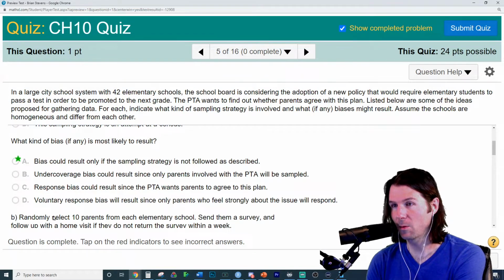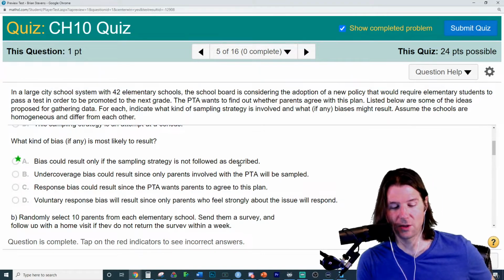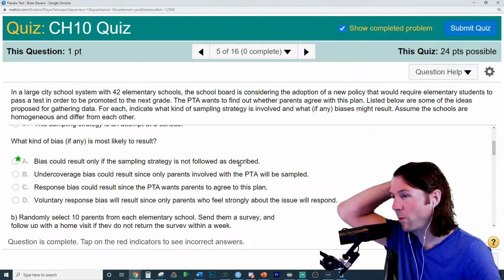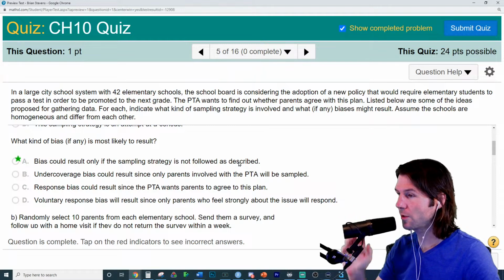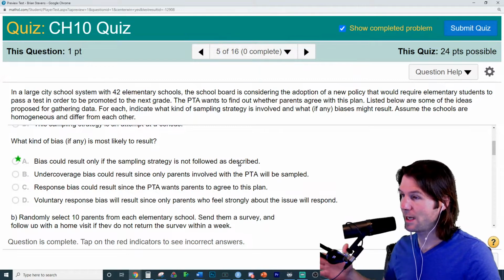I need everyone to tell me what this is. I'm not going to show you the answer yet, but you need to tell me. Randomly select 10 parents from each elementary school, send them a survey. The schools are now being treated as the what? This is a topic we just covered, great review. Each school is now its own what?